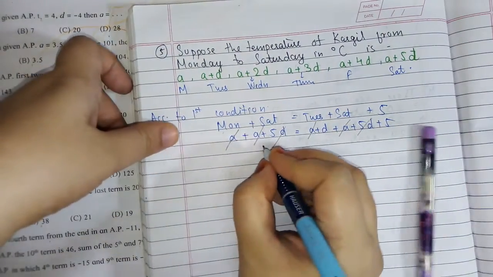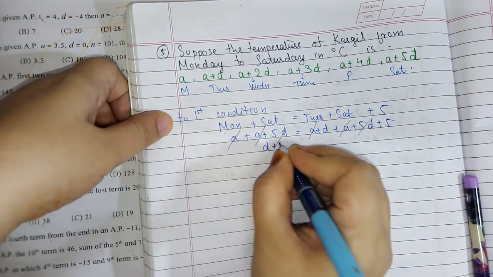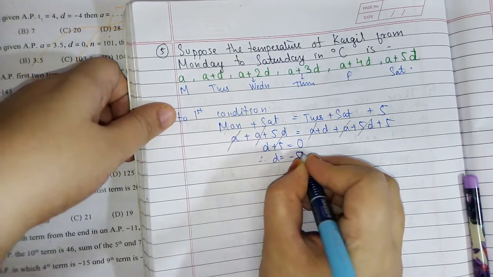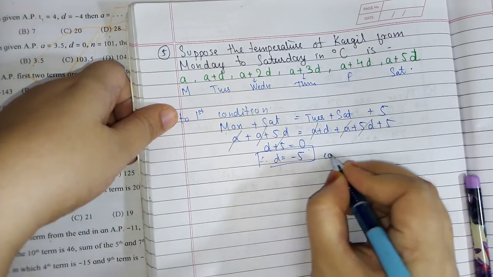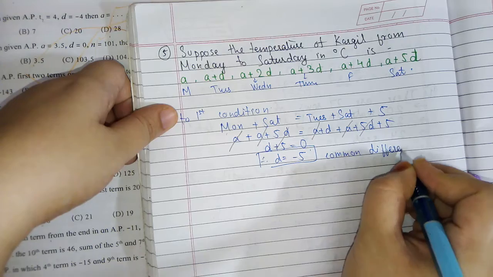Okay, so let's write the remaining term. The remaining term: D plus 5 is equal to 0. Therefore, D is equal to minus 5. So the common difference is minus 5. I am writing here common difference. Okay, so we got the value of the common difference.